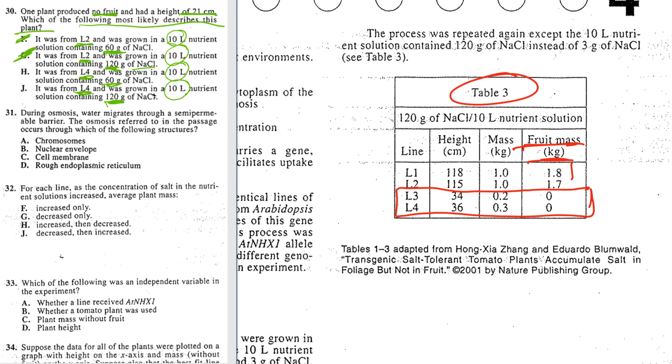So what's the second part? So we know it's L4, right? And then it says was grown in 10 litre nutrient solution containing 60 grams of NaCl. All right, so let's find NaCl. Just match it. Where do we find NaCl on this table? We find it right there, right? We know the first 2 tables are out, so it has to be this table. So how much NaCl was used in this table? And we find it right there, 120.